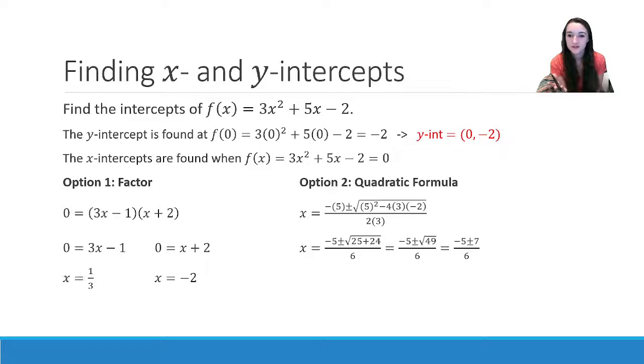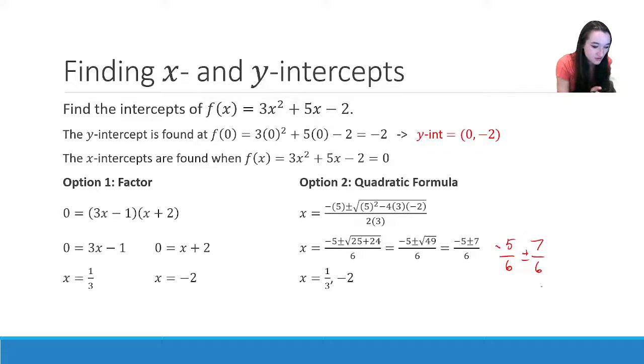Now, when we simplify this, we'll notice it simplifies down to negative 5 plus or minus 7 over 6, which, when we simplify it further, I will go through these steps. So negative 5 over 6 plus or minus 7 over 6. If it's negative 5 plus 7, that's going to be positive 2 over 6, as well as negative 5 minus 7 becomes negative 12 over 6. So that's where we get the negative 2 and the 1/3 from.